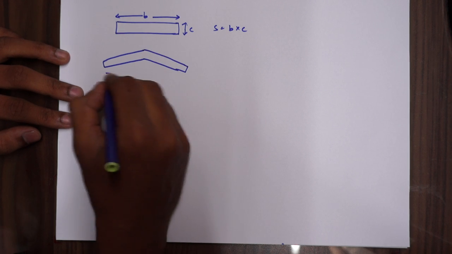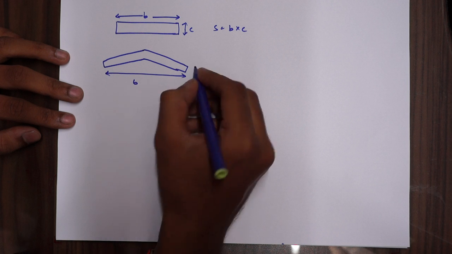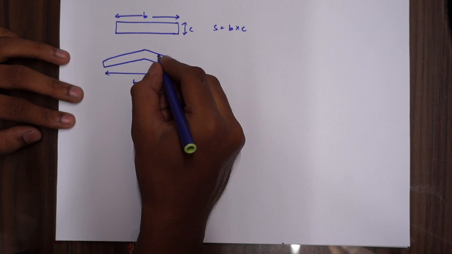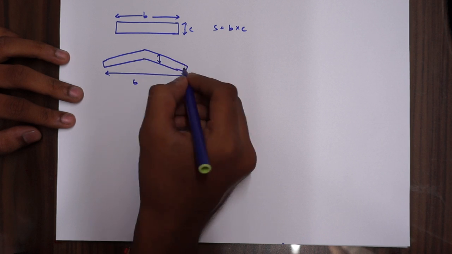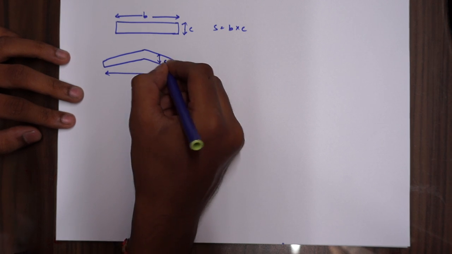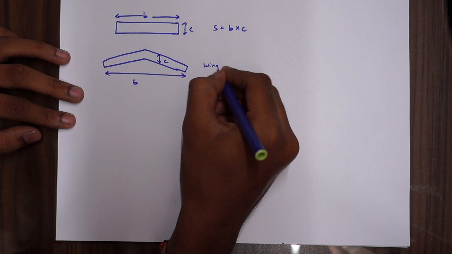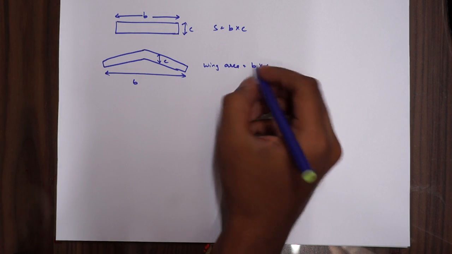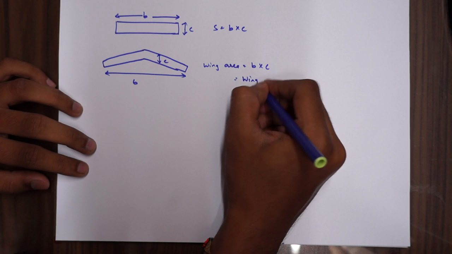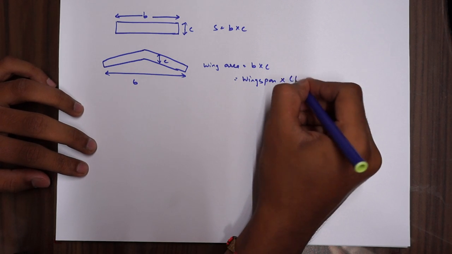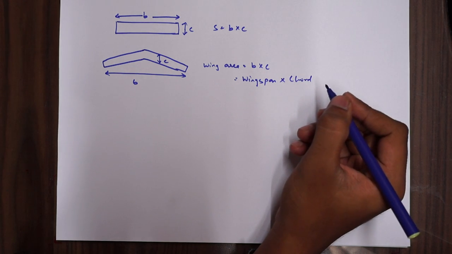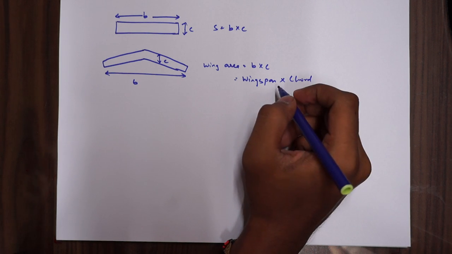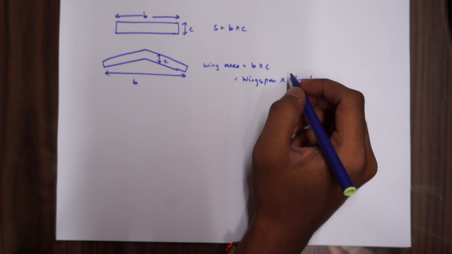So this is B and this chord line, which is about 25% from the root, I mean 25% of the whole length from the root, is C. Wing area is equal to B into C, that is wingspan into chord. Wingspan into chord. This is the wing area or the surface area of the wing.